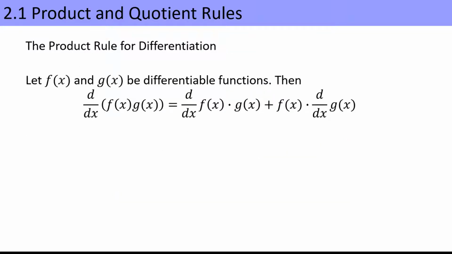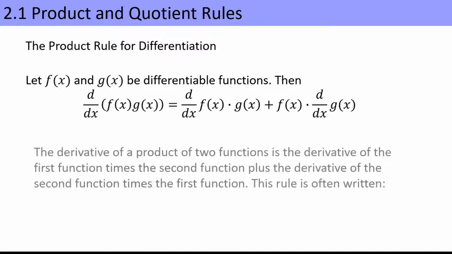How do we find the derivative of a product? Well, we have a rule called the product rule for differentiation. It states, let f of x and g of x be differentiable functions, then d dx of f of x times g of x. This is read the derivative of the product of the function f of x times g of x. That is equal to d dx of f of x times g of x, that is the derivative of f of x times g of x, plus the first function f of x times d dx of g of x.